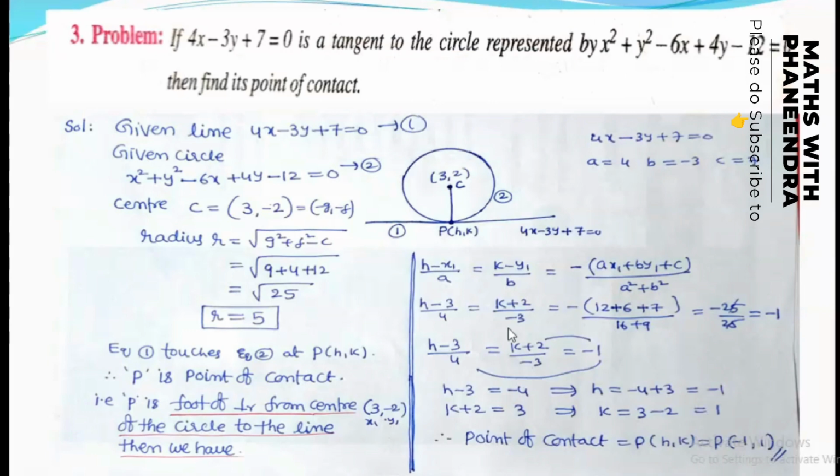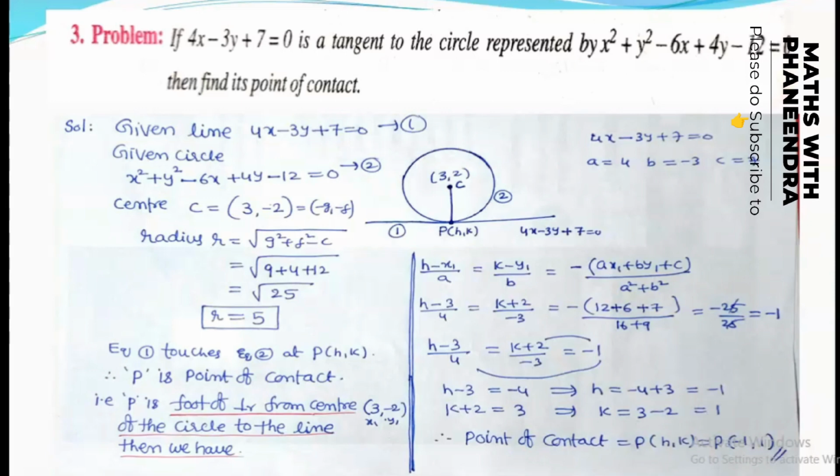This is also a tangent condition, but here we do not need to prove it. This question is asking us to calculate the point of contact. If 4x minus 3y plus 7 equal to 0 is a tangent to the circle represented by x square plus y square minus 6x plus 4y minus 12 equal to 0, then find its point of contact. It is already given that 4x minus 3y plus 7 equal to 0 is a tangent to the circle. Then find its point of contact.